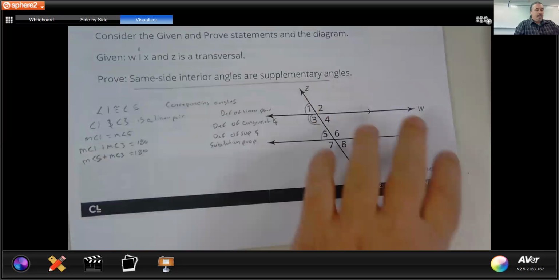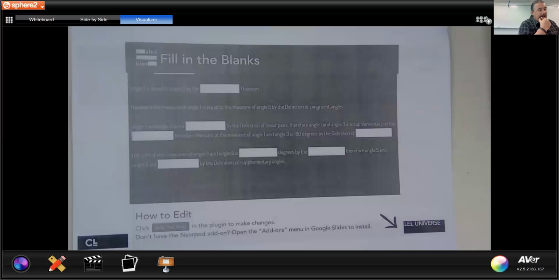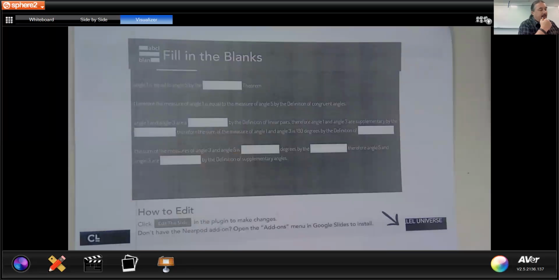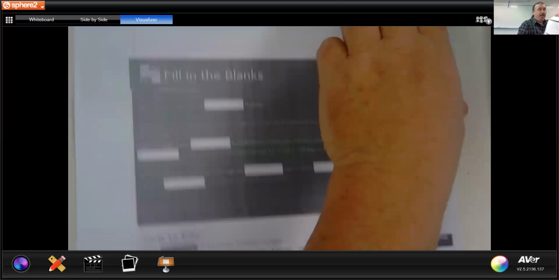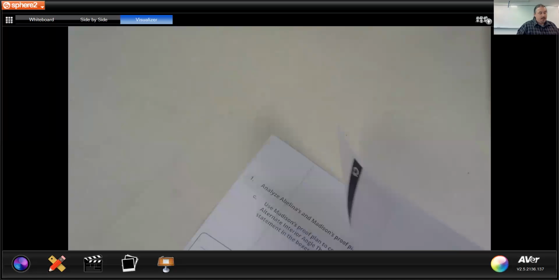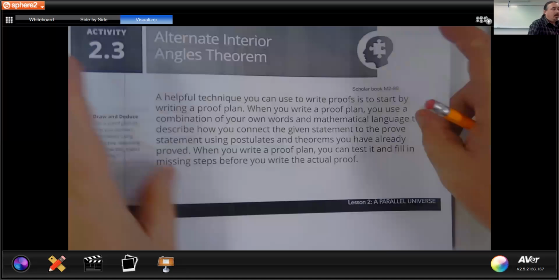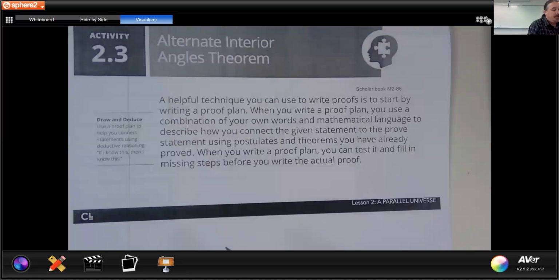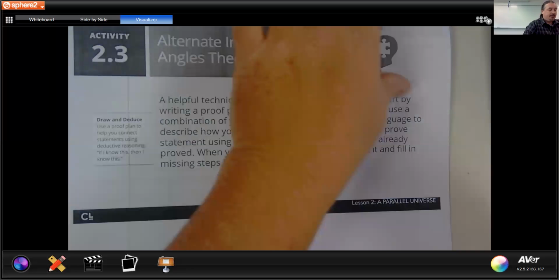Let's keep going. Let's look at another proof. In the Nearpod, go ahead and try to fill in these blanks based off of the proof I just did for you. And I'm going to keep going. What I want to do is work on alternate interior angles, and we're going to do that side work on the next page here.